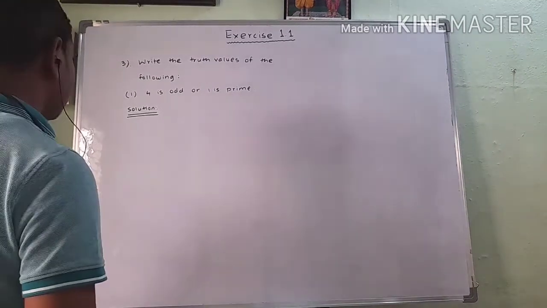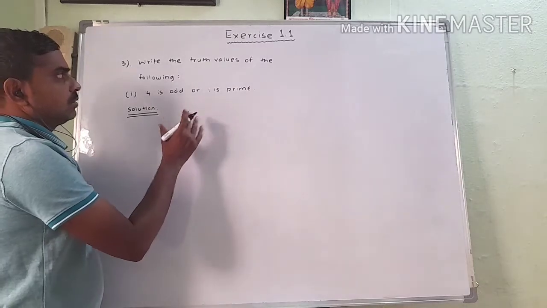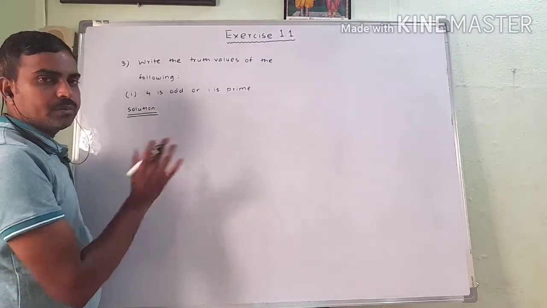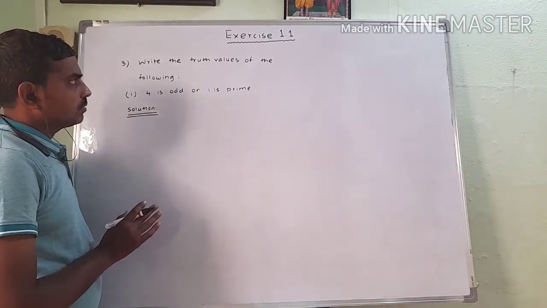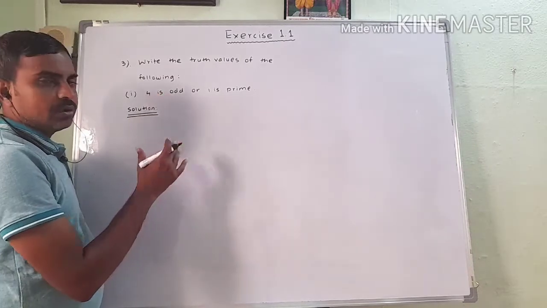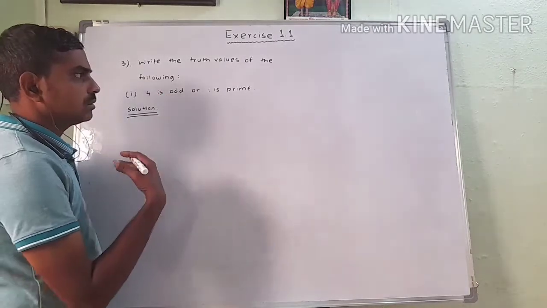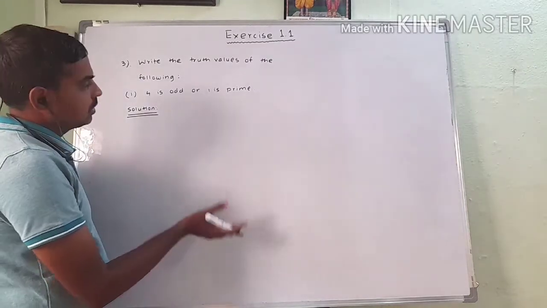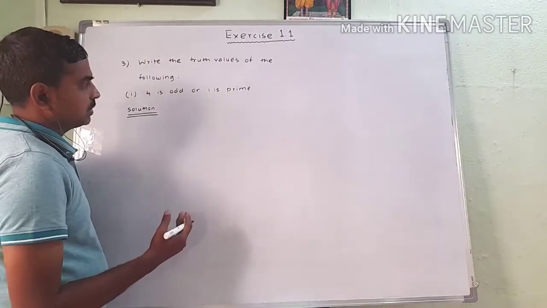In third type, we will find the truth values of compound statements. In first type we have written the truth value of simple statements. In second type we have written the symbolic form of compound statements. Now in third type we have to write the truth value of compound statements.